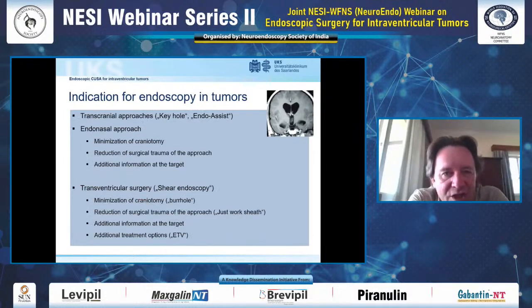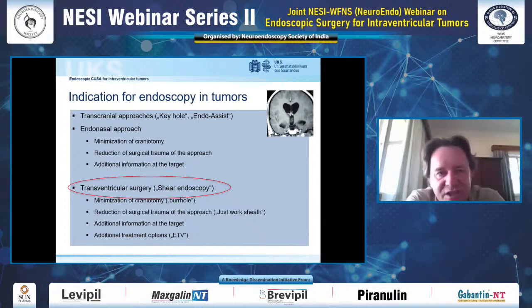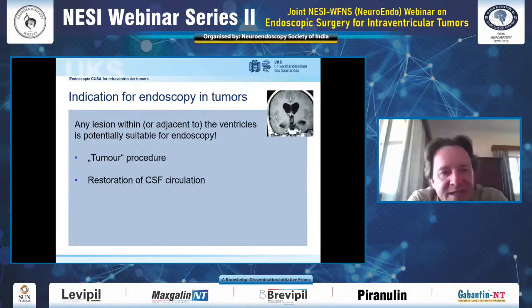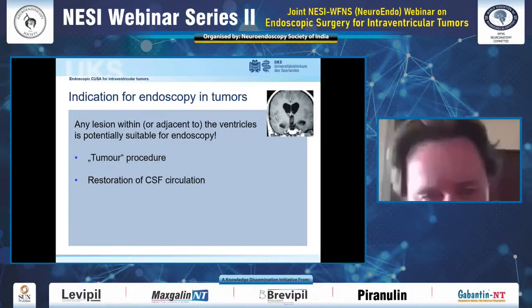So there are a lot of different indications for endoscopy in tumors. Most of the applications we do are an endocystic approach, cranial approach, and endonasal approach. But transventricular surgery, of course, is an endoscopic technique through the working sheath. And the ideal indication is a tumor procedure in combination with restoration of CSF circulation.